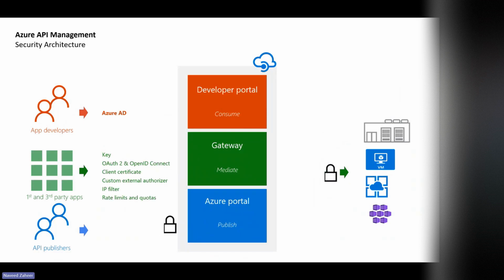So this is a high level diagram one more time. You publish those APIs in Azure Portal. They can be accessed by the consumer through the developer portal, and you can secure access to the developer portal through Azure Active Directory and all that. So that's what we are going to be discussing, and we are going to be jumping directly into the demo.